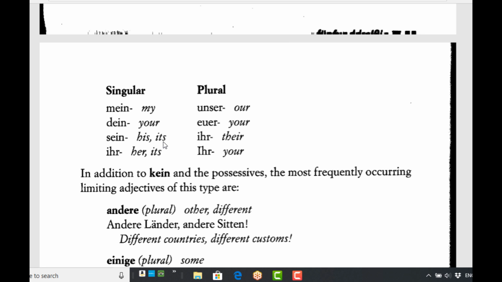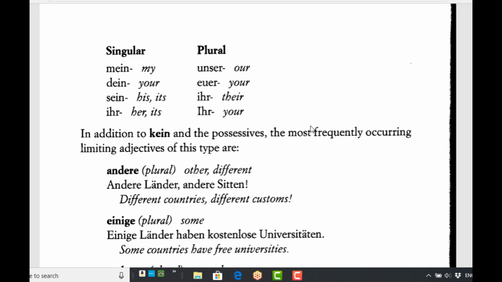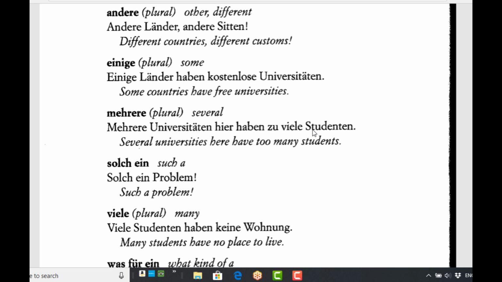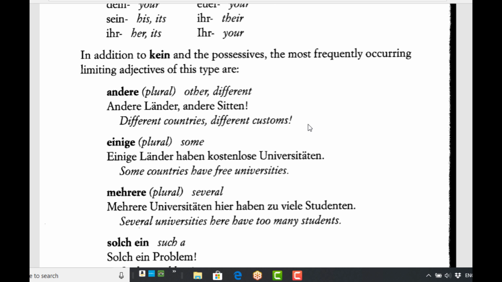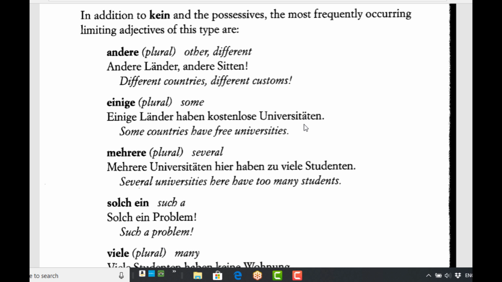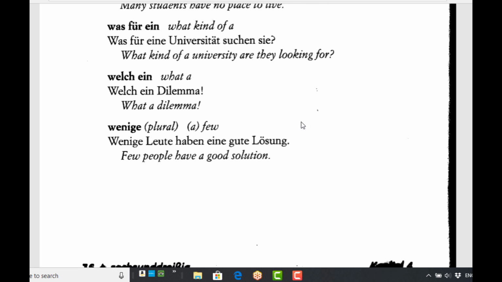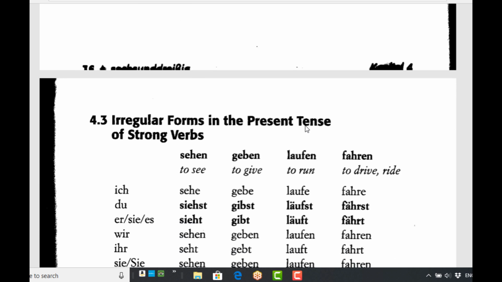So if you said the house of my father, it would be das Haus meines Vaters, or of his father, das Haus seines Vaters. Or a house of our father, das Haus unseres Vaters, etc. Okay, so just following the same pattern as you see above. Here are some other words that are also limiting adjectives, so-called, and they have also the same endings that you've just seen.